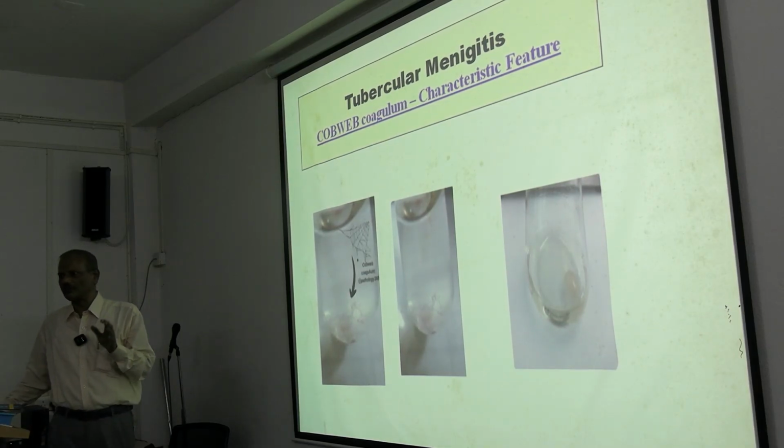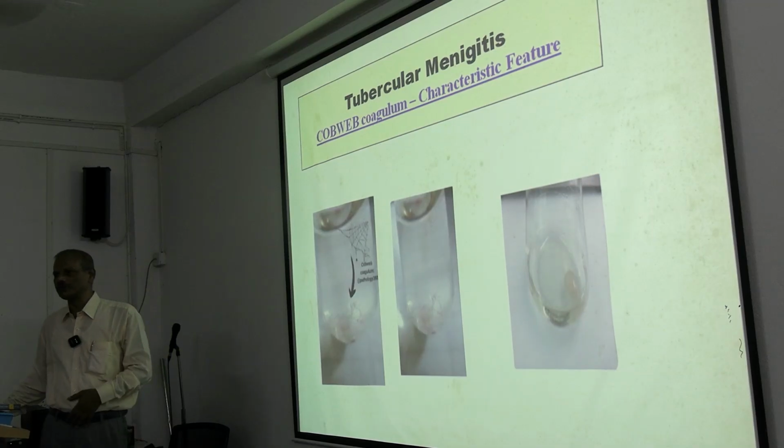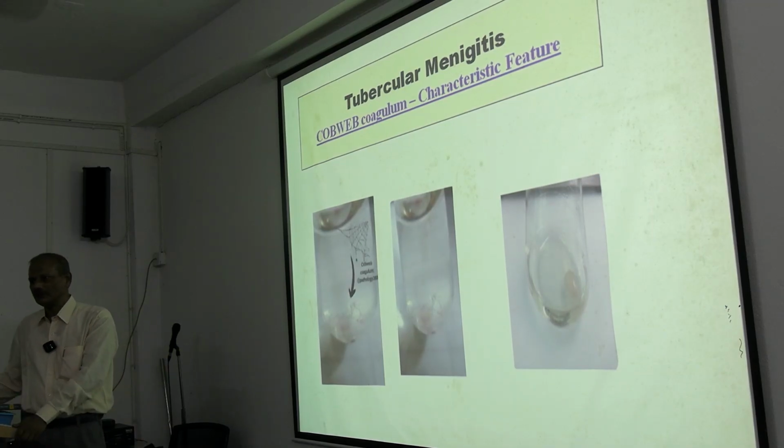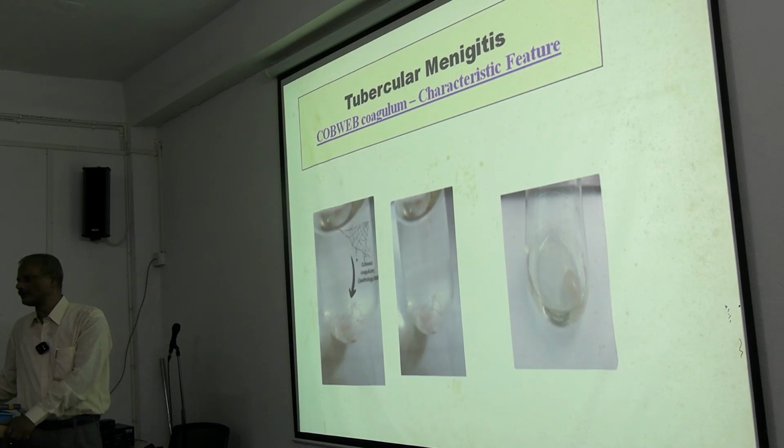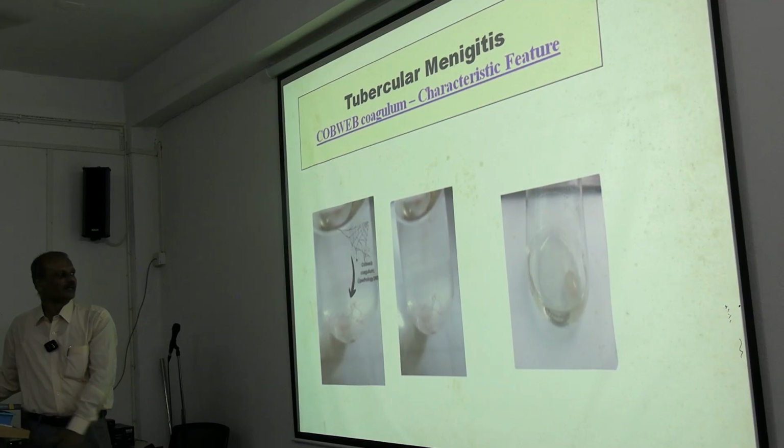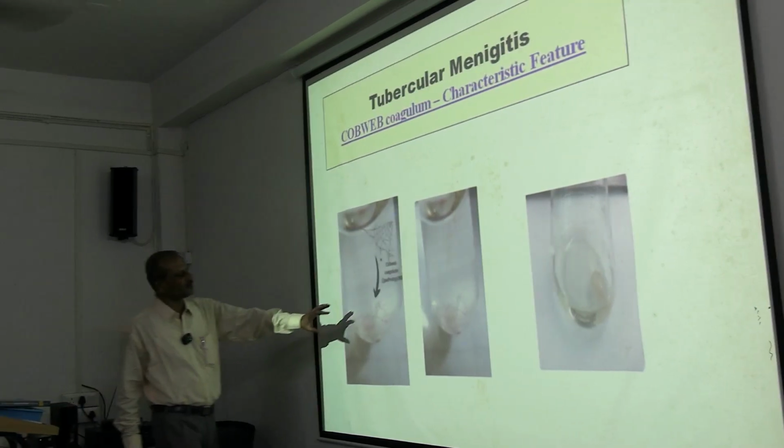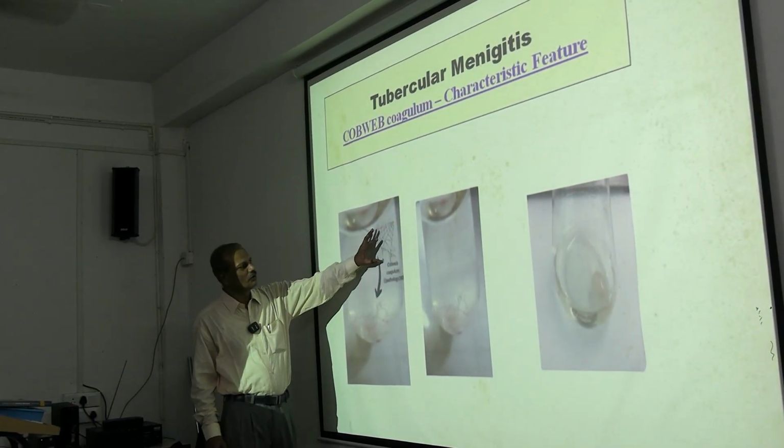It's basically a long history. During that process, there will be extensive damage of the meninges, and that causes increased permeability, and that's why high molecular weight protein, fibrinogen, comes out. On standing, it forms a cobweb, just like a coagulum.